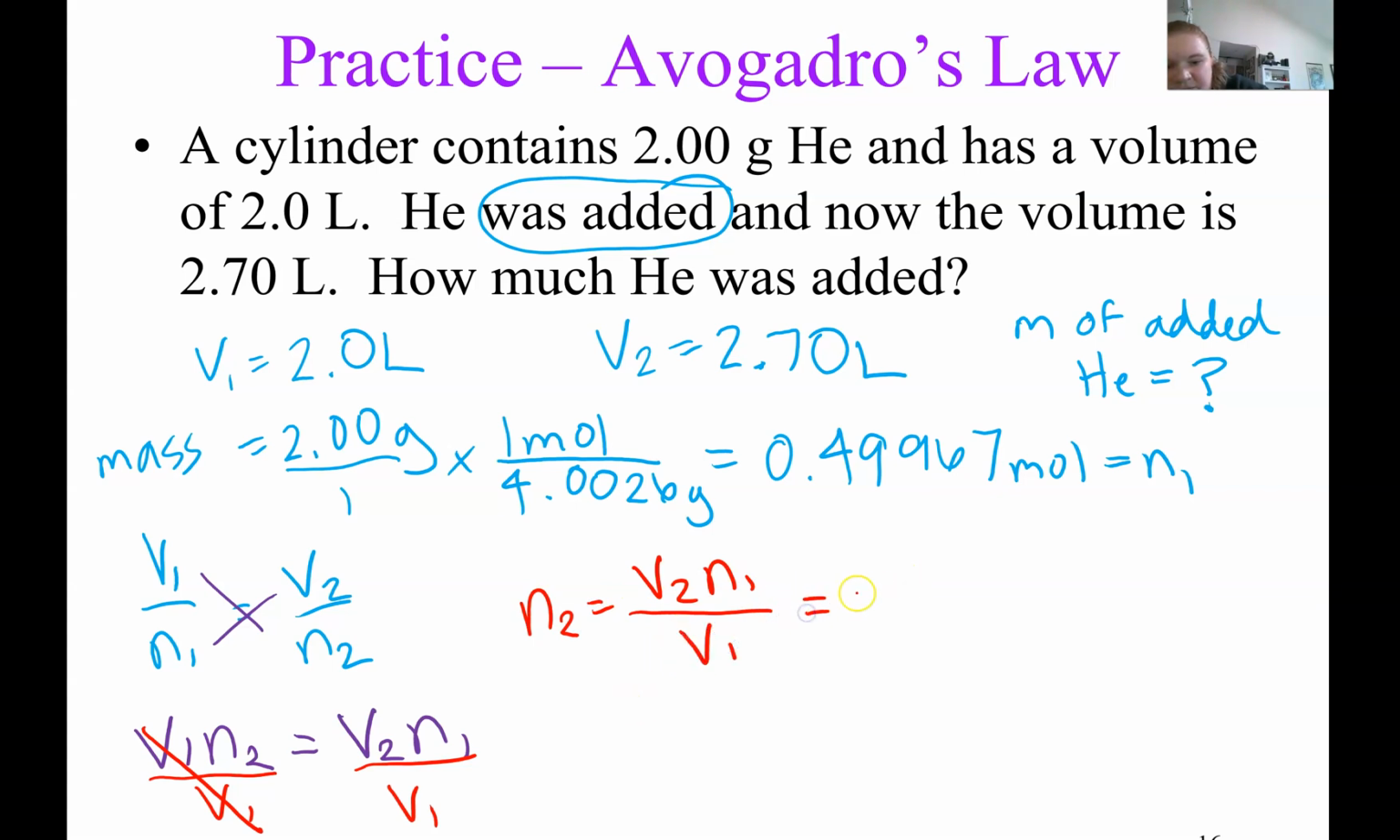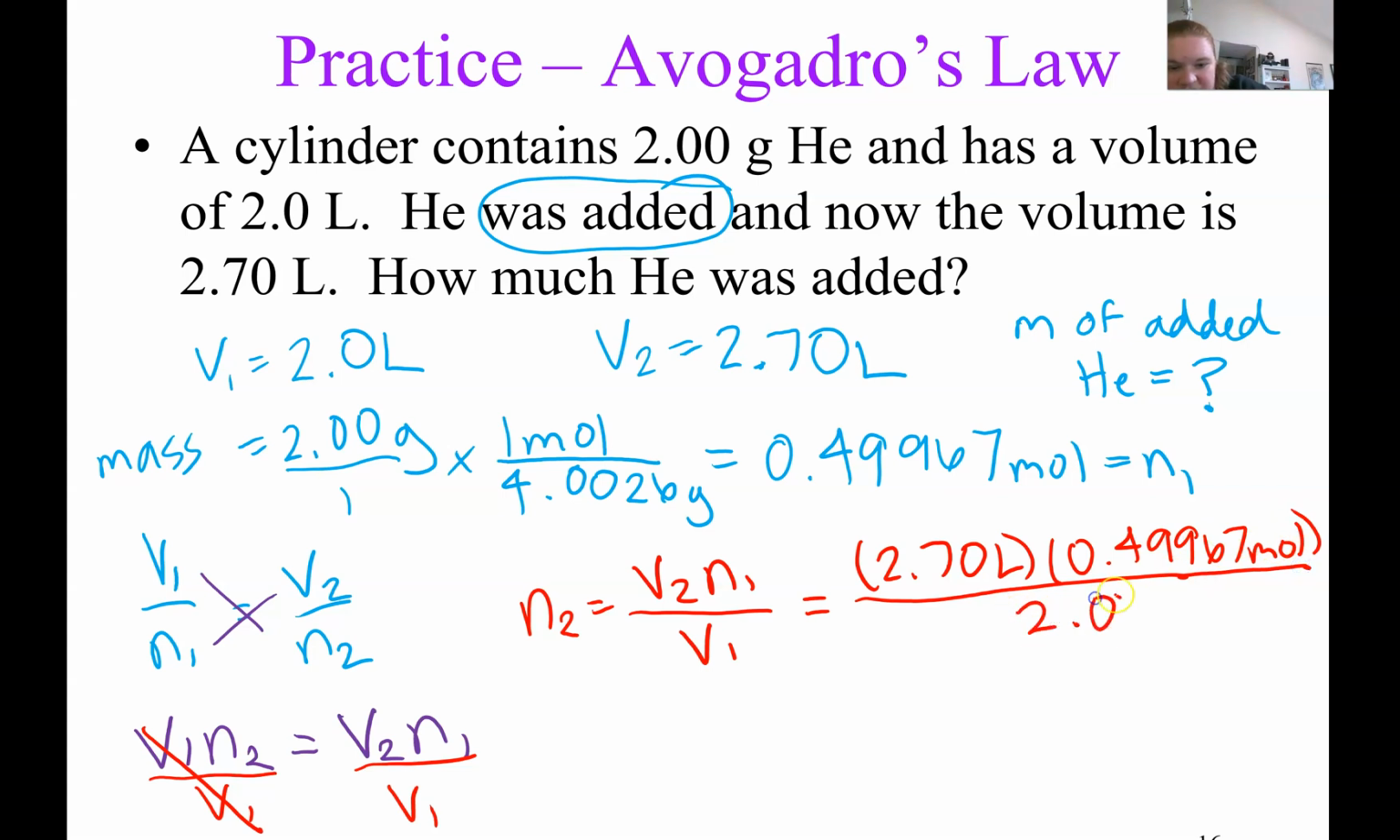We're going to plug some numbers in here. 2.70 liters times 0.49967 moles divided by volume 1, which is 2 liters. Now we already know that this number is going to go up for a couple reasons. The volume went up, and it tells us that helium was added. So there's not really a surprise here.